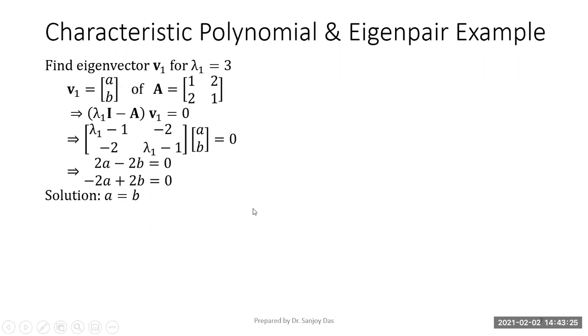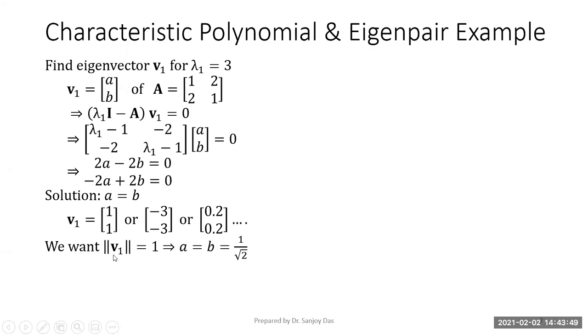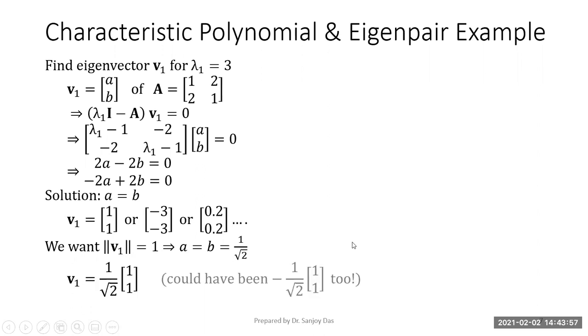Okay, and we can choose whatever value of A we want. So V1 can have any of these forms: (1, 1), (-3, -3), (0.2, 0.2), as long as A equals B. But we usually want to express the eigenvector as a unit vector, so we want the L2 norm of V1 to be equal to 1. So we let A equals B equals 1 over square root of 2. Therefore, V1 is 1 over square root of 2 times (1, 1).